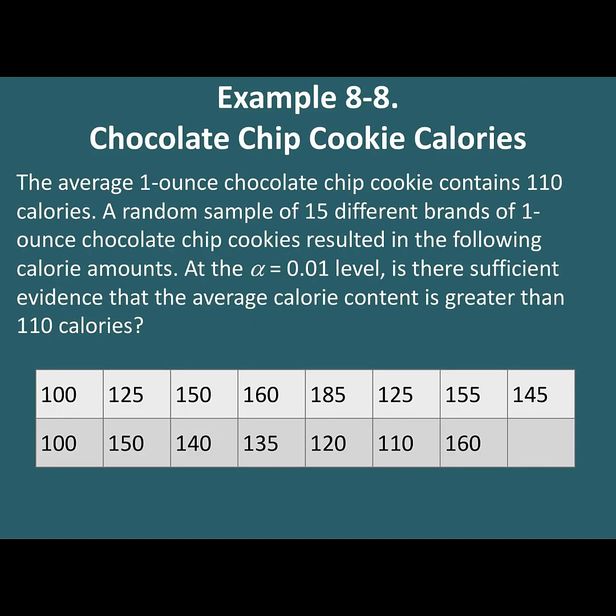Let's take a look at one more example. The average 1-ounce chocolate chip cookie contains 110 calories. A random sample of 15 different brands of 1-ounce chocolate chip cookies resulted in the following calorie amounts. At the alpha equals 0.01 level, is there sufficient evidence that the average calorie content is greater than 110 calories? Note the values in the table below.